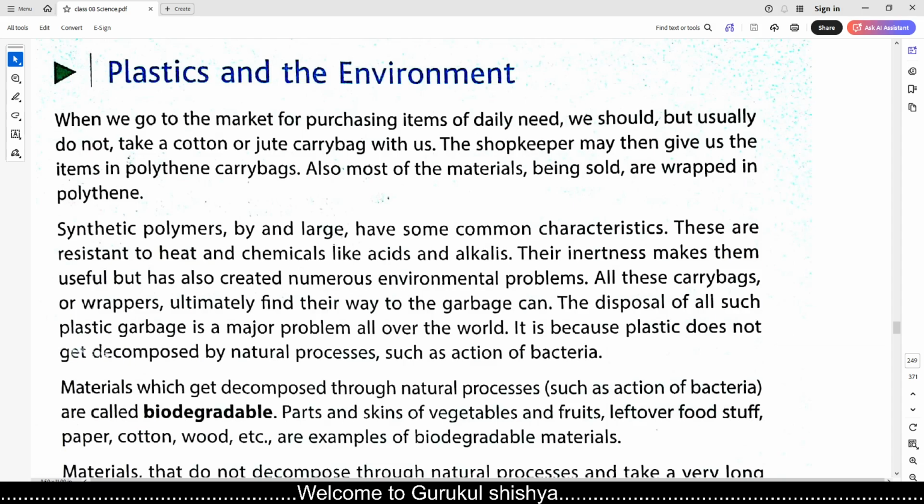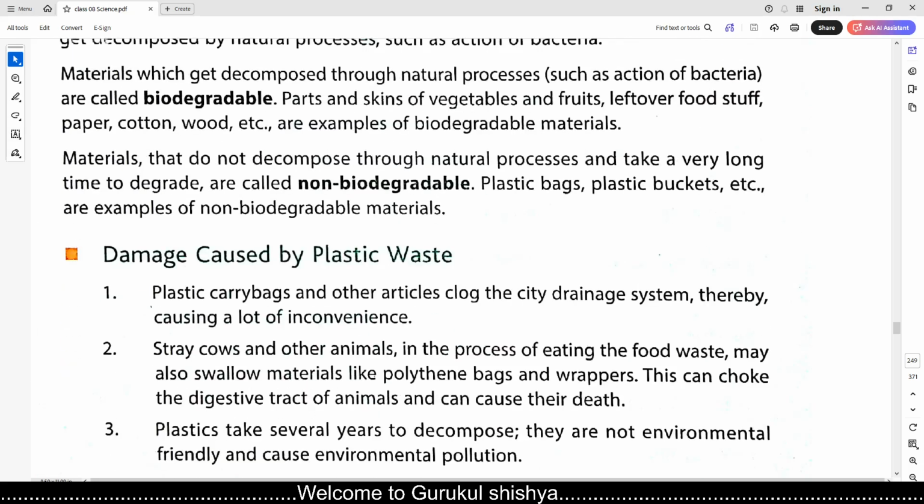It is because plastic does not get decomposed by natural process such as action of bacteria. Materials which get decomposed through natural process such as action of bacteria are called biodegradable. Parts and skins of vegetable and fruits, leftover foodstuff, paper, cotton, wood, etc. are example of biodegradable materials.